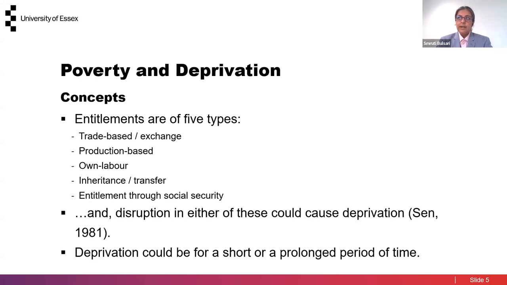One could be through trade, that is, you go to the market and buy the thing, maybe a loaf of bread or something. Maybe you produce it on your own, or you work in a factory which produces loaf of bread, where you give your labor and get some wages or a loaf of bread in return. It could be through inheritance or transfer. Any disruption in these could cause deprivation. Again, deprivation could be for a short period of time, or it could be a prolonged one.